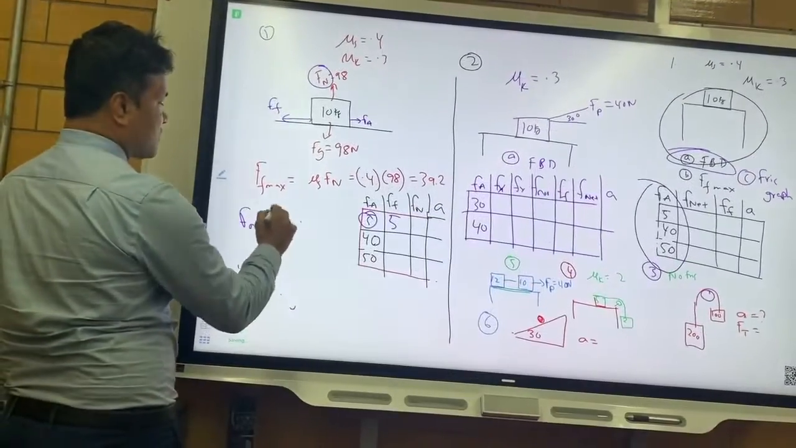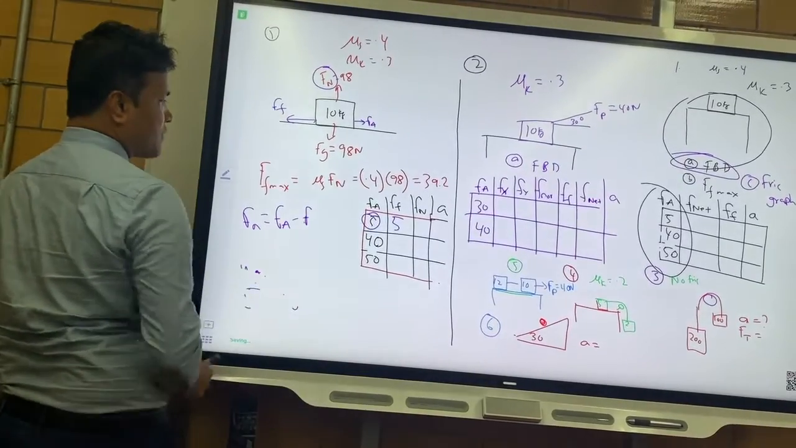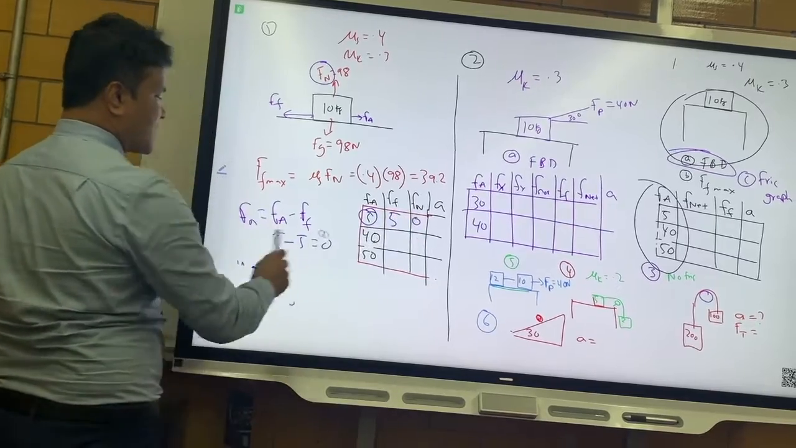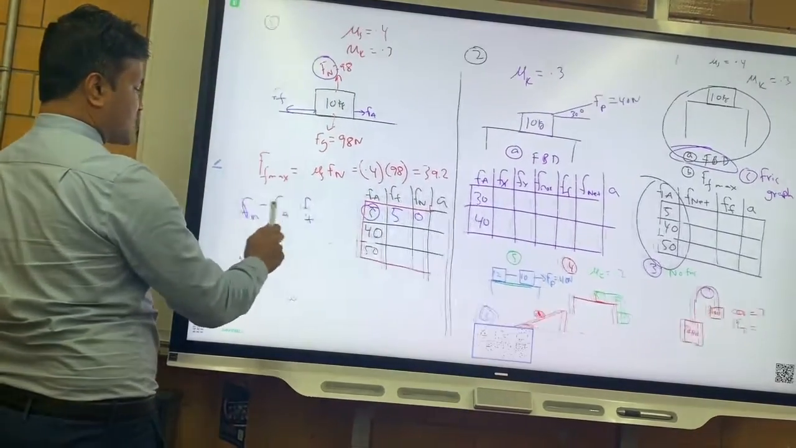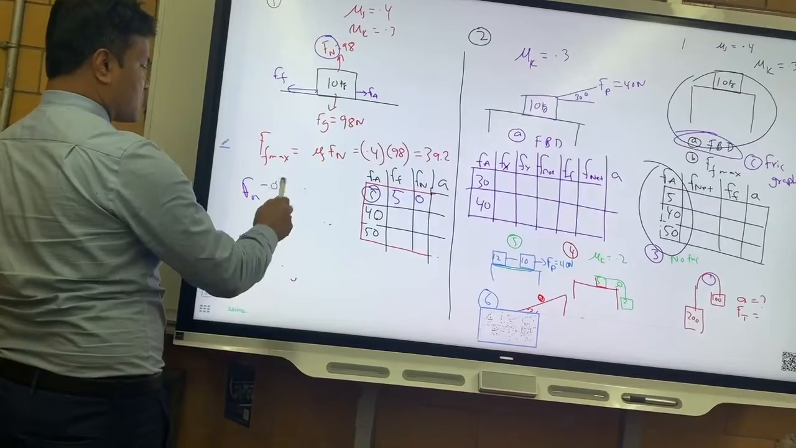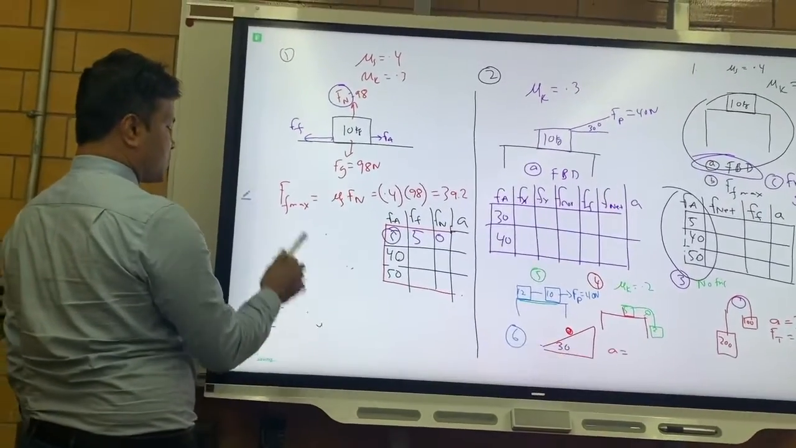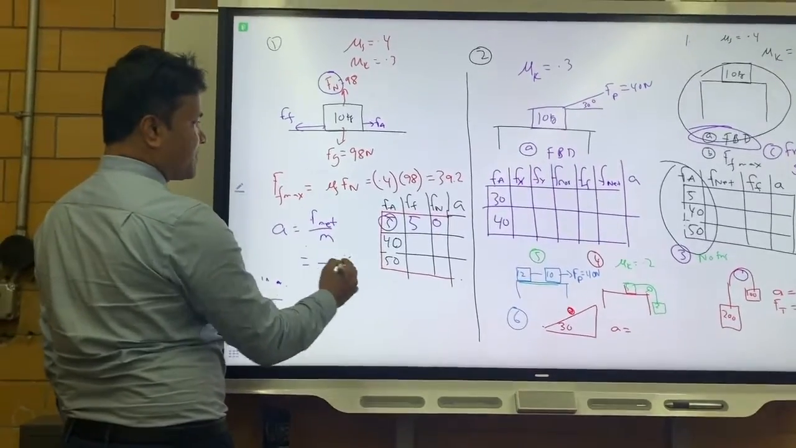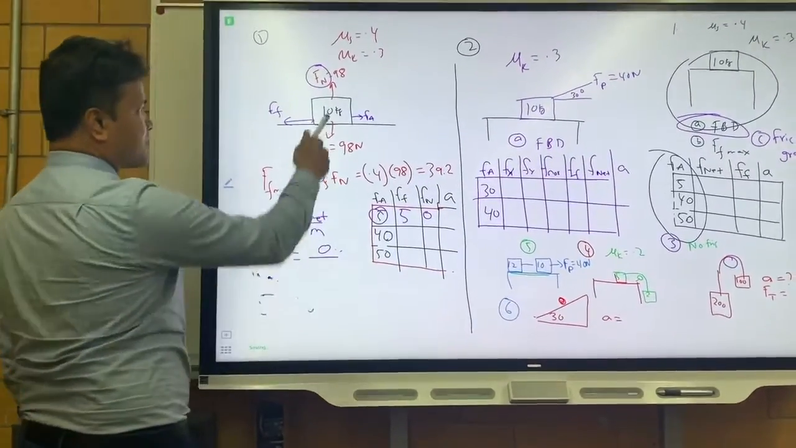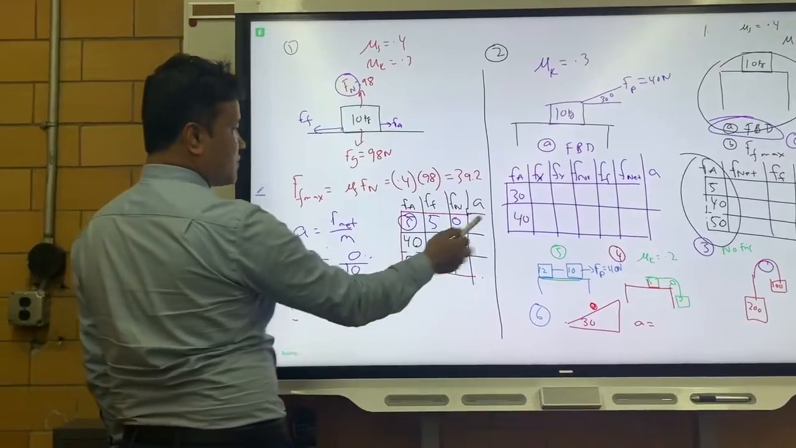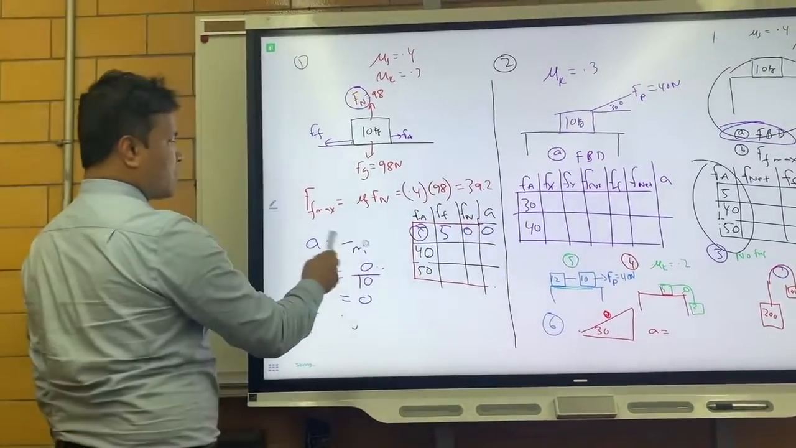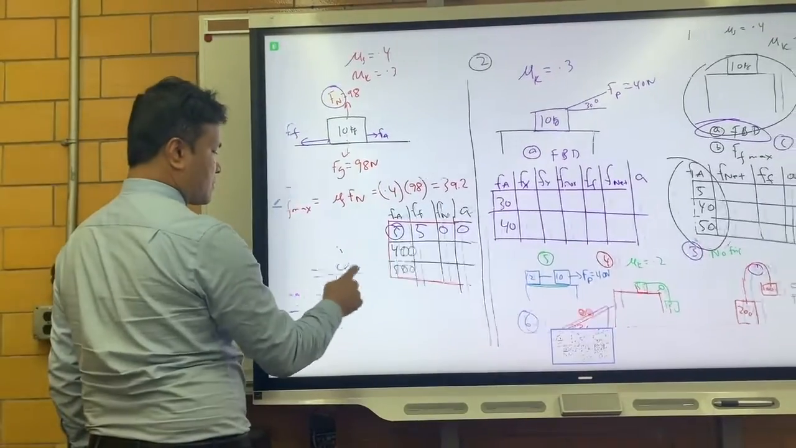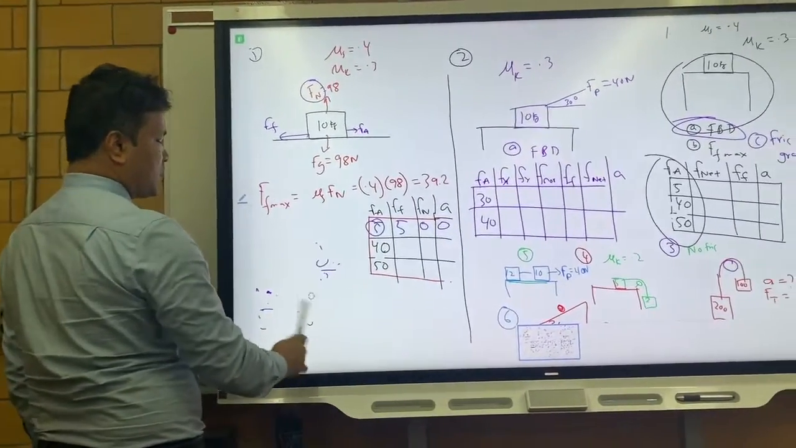Now, Fnet is equal to applied force minus force of friction. So 5 minus 5 is 0. So now we're going to do the acceleration. Newton's second law, a is equal to Fnet over m. So Fnet must be 0 and m must be 10. 0 over 10 is 0. Okay, so now we're going to do the next one.